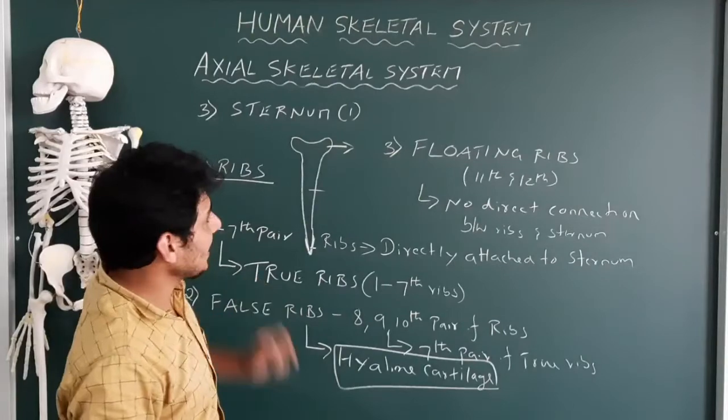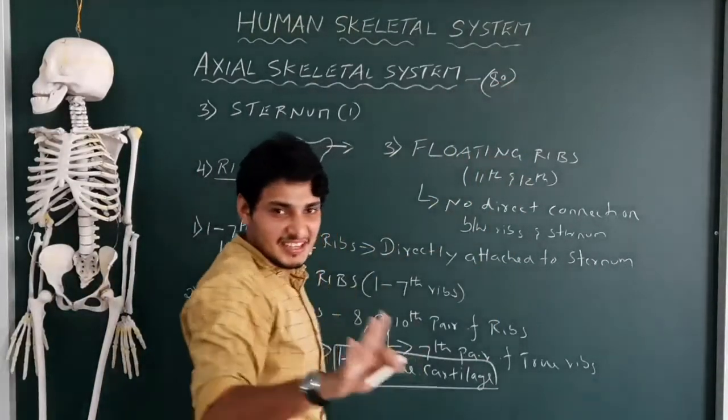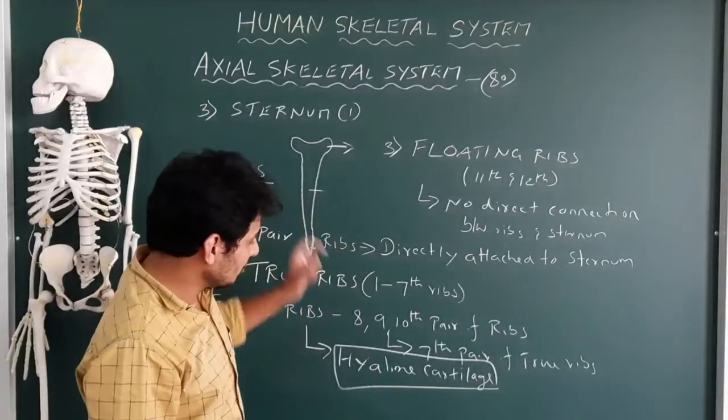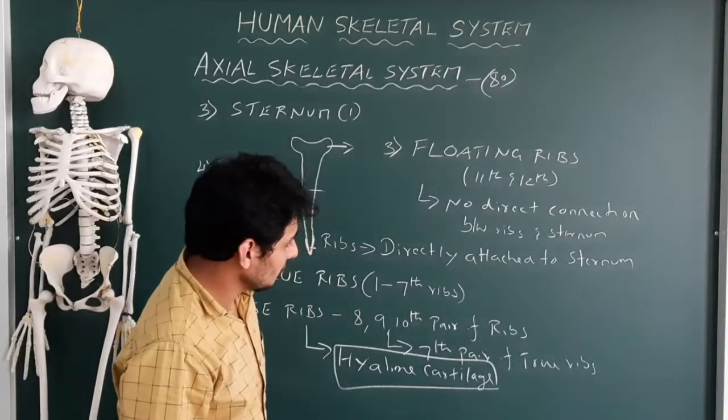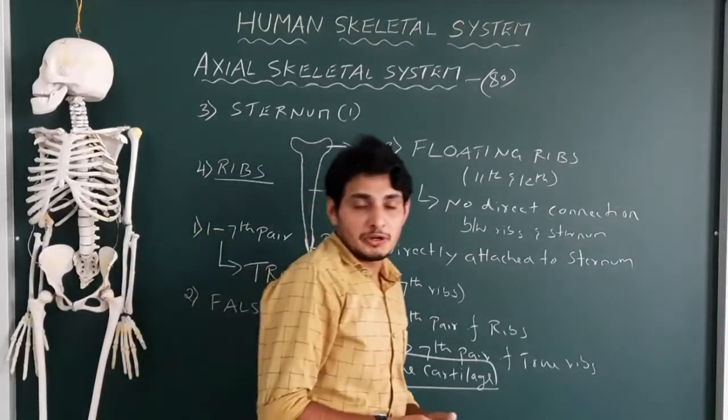So that's all about the axial skeletal system. We understood all 80 bones. Yes? Okay, hope you understood everything. If you have any doubt, you can contact me without hesitation. That's all for this particular session. Hope you understood. Thank you.